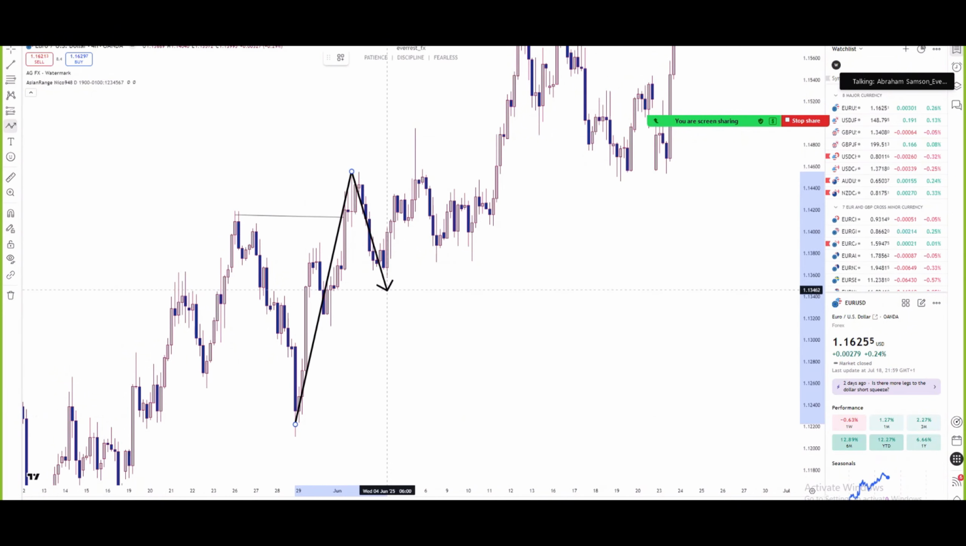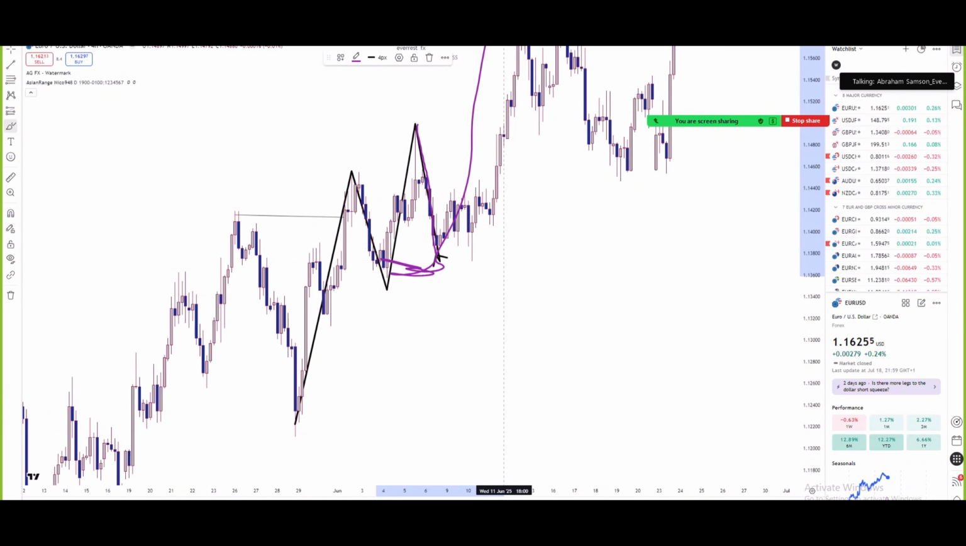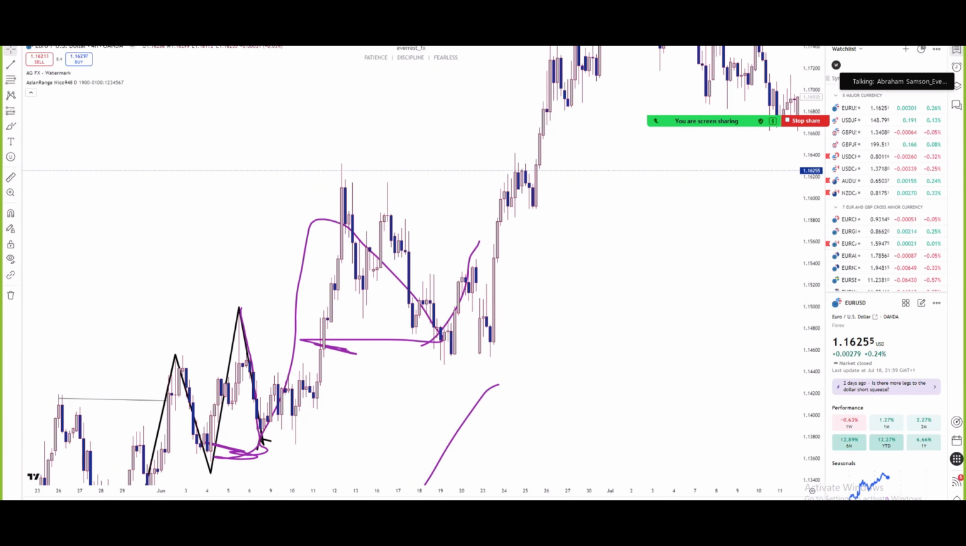So market structure is the way in which price moves. It can either be trending or consolidating, reacting from one zone to another, or you can say reacting from supply to demand. For example, this is market structure.